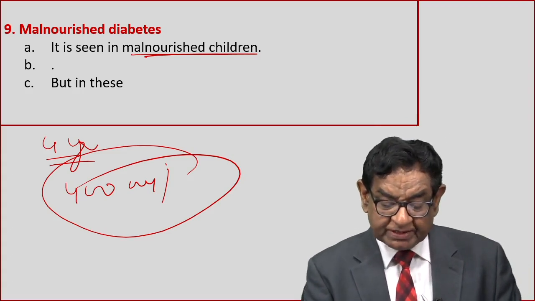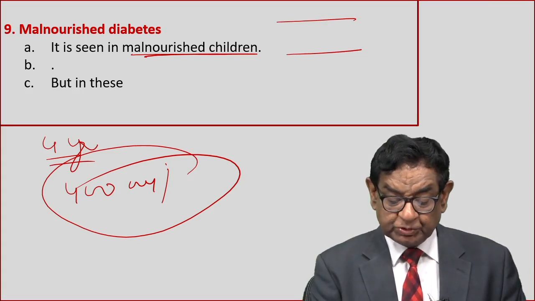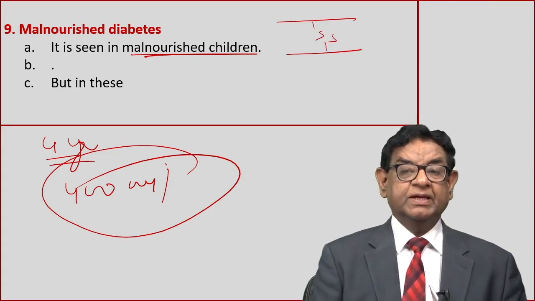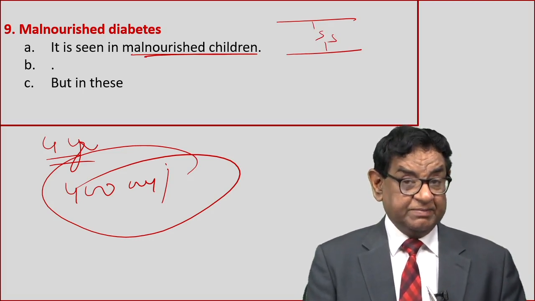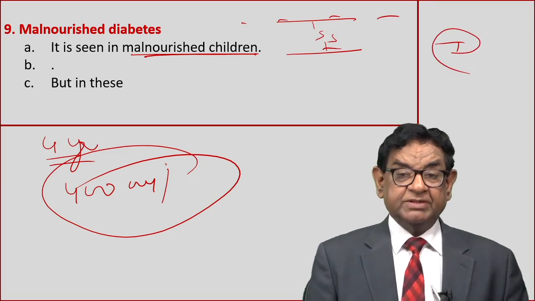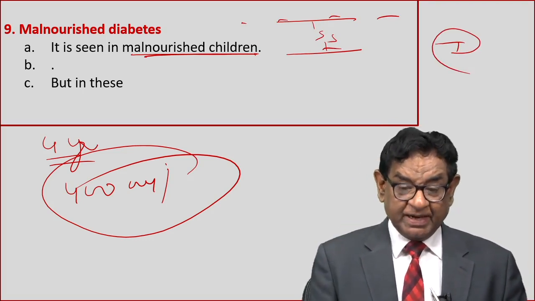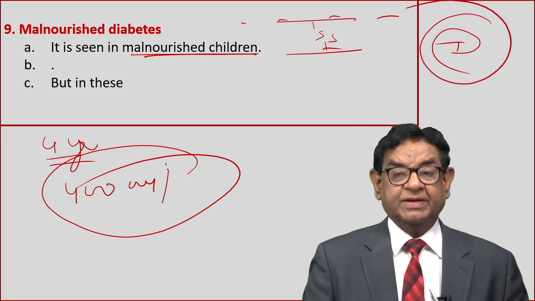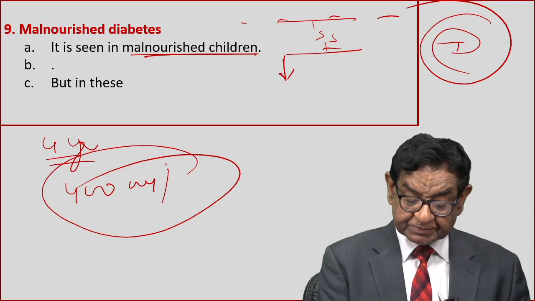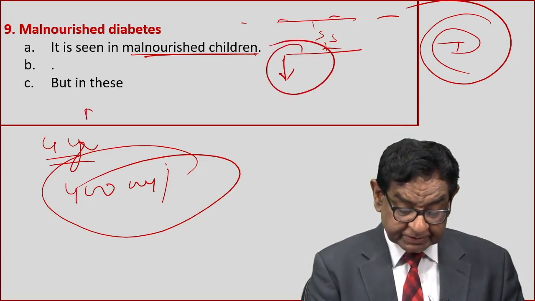We know insulin is made of 2 chains of amino acids, and these 2 chains are united to each other by disulfide bonds. Remember, insulin is made of 2 chains of amino acids. Now this child is so malnourished that he doesn't have enough amino acids to make insulin. That's why in these cases insulin level is reduced, but there are no autoantibodies.